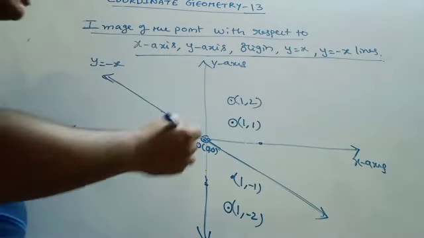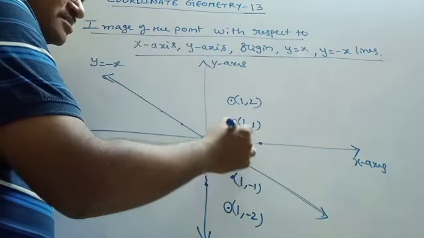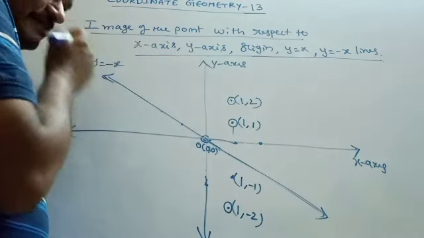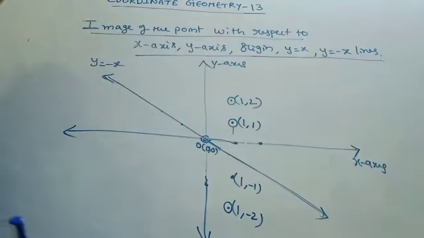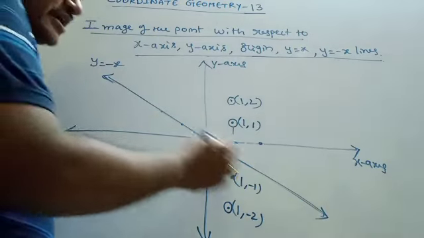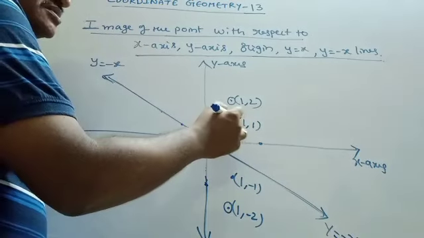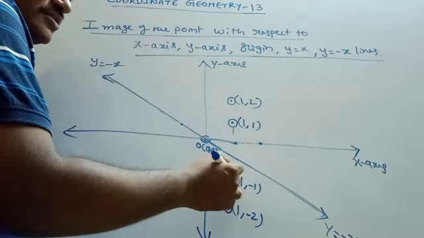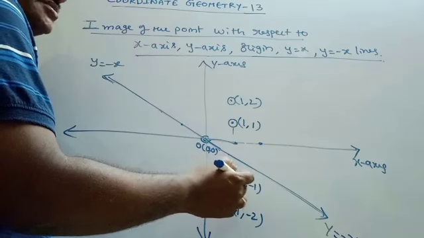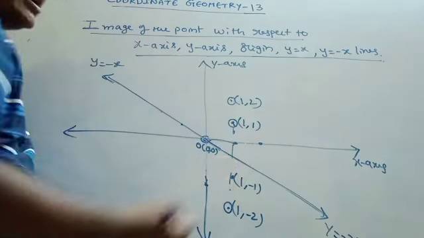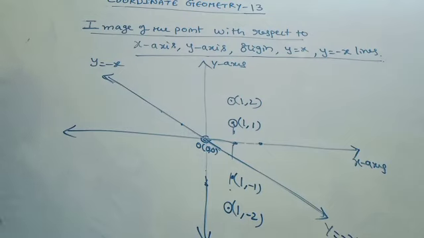Now if you take one point, 1 comma 1, where the x value is 1 and the y value is 1, its image with respect to this line y equal to minus x is nothing but, from the first quadrant it will fall in the fourth quadrant. Its image becomes 1 comma minus 1.